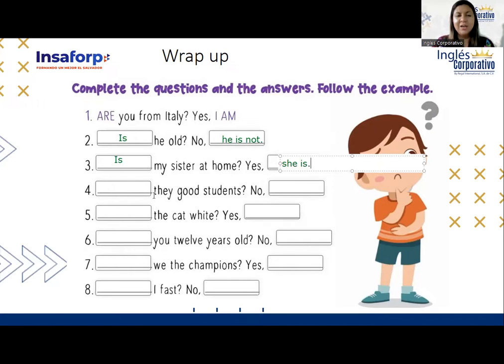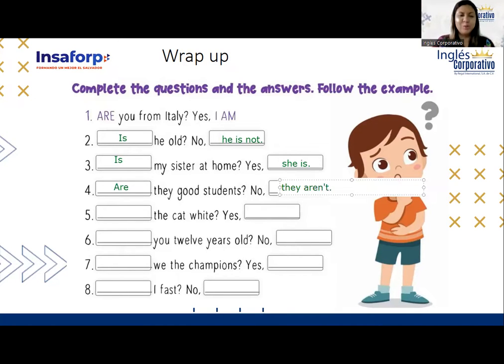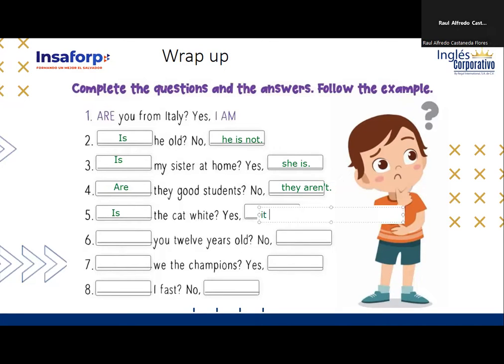They. ¿Cuál sería con they? Are they good students? No, they are. Pero they son are. Otros students, no ustedes, otros students. Okay, number five, the cat. Is the cat white? Yes, it is.